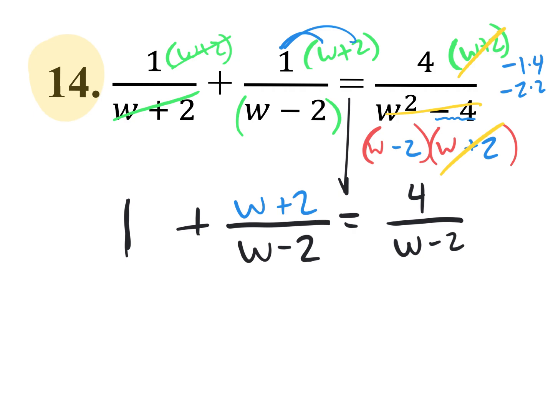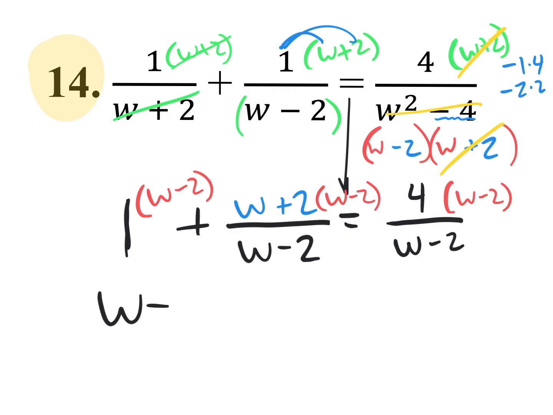And now we have the fraction that has a denominator w minus 2. Let's multiply everything by that denominator, w minus 2. So obviously 1 times w minus 2 is still going to be w minus 2. And obviously the w minus 2 cancels with the w minus 2. No more fraction. It's a plus w plus 2. Bring down the equal sign. Over here, that also cancels. It's a nice, beautiful 4 on the right side.